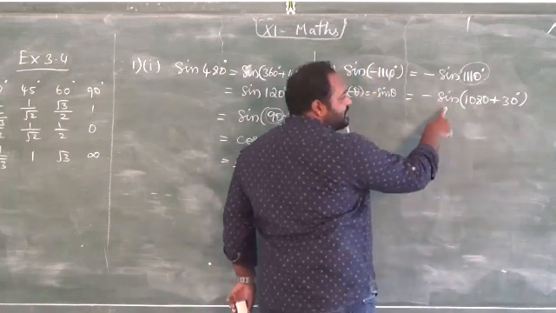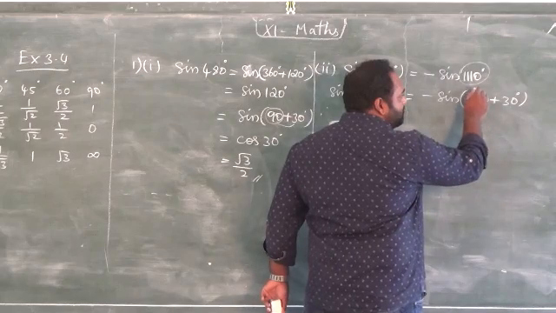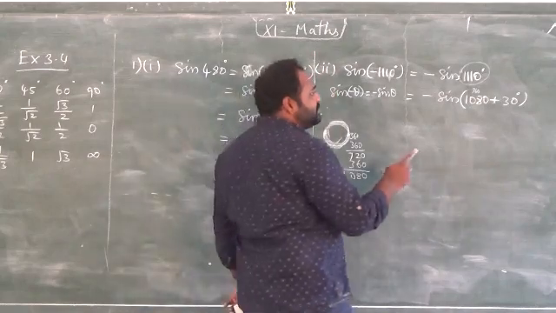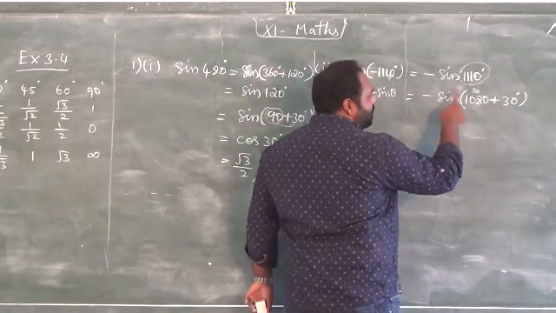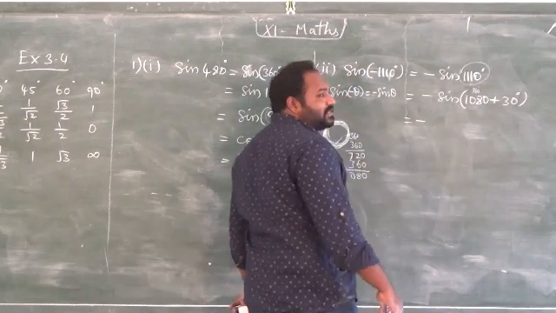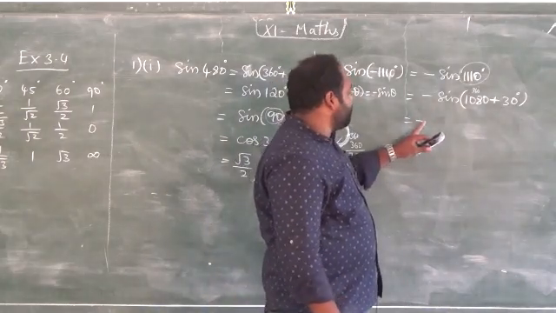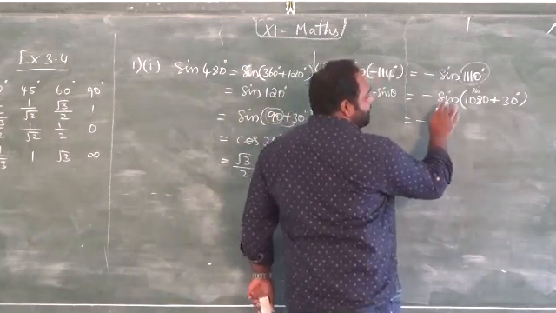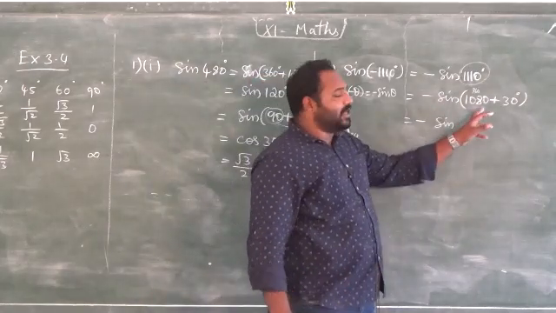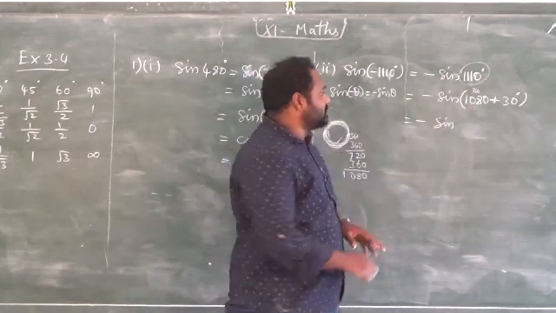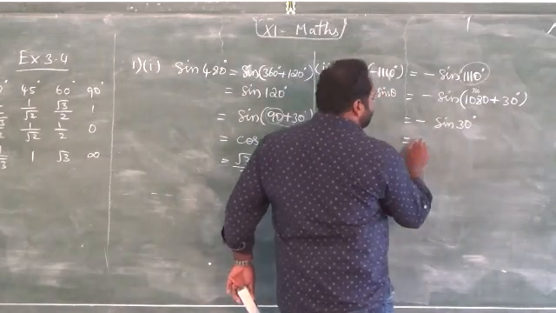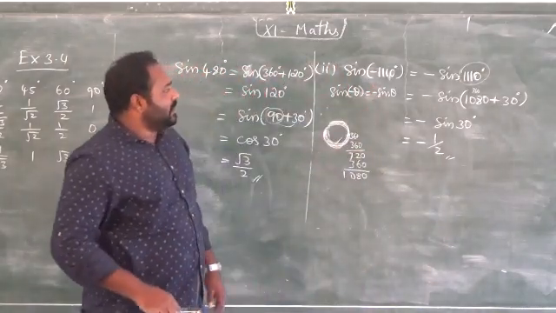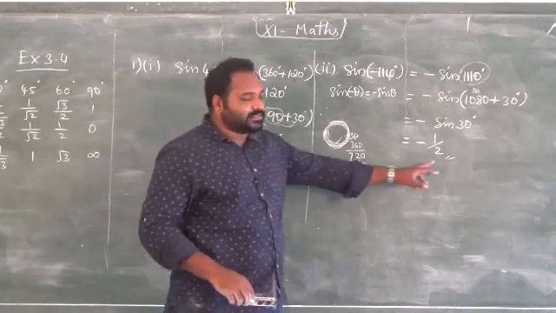So this is considered as 360, and we don't have any change. 360 plus theta is the first quadrant, where all are positive. Anyway, here it is negative, we don't have a change. Minus into plus is minus. So it is minus sine, and we don't have any change in the ratio because for 360 we should not change anything. So sine 30 degrees value is 1 by 2. So sine of minus 1110 degrees value is minus 1 by 2.